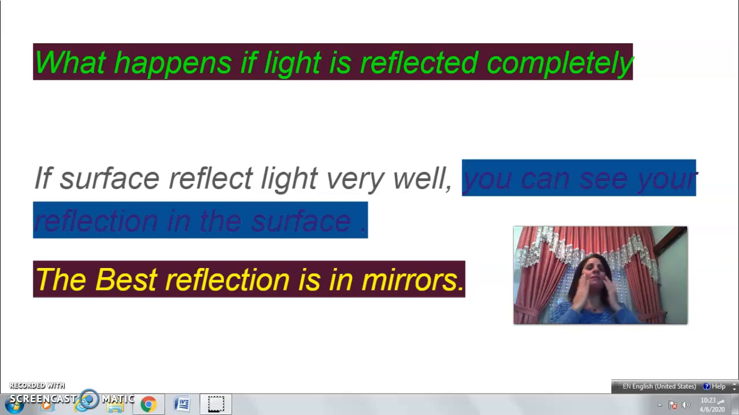Our reflection, for example our face, we can see in the mirror. So the best reflection is in mirrors, because its surface reflects light very well, since it is polished and smooth. So the best reflection is in, you can tell me, mirrors. Good, very good.